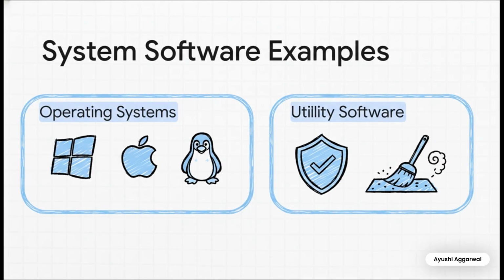And here are some common examples that you see every single day. The Windows on your laptop, Apple's Mac OS, or Linux, these are all operating systems, and they are the most critical part of system software. And then tools like your antivirus or disk cleanup programs are examples of utility software. You'll definitely want to remember these names. They pop up in multiple choice questions all the time.